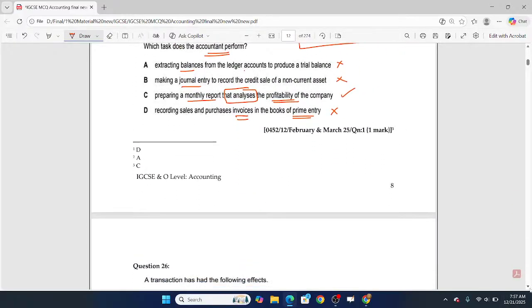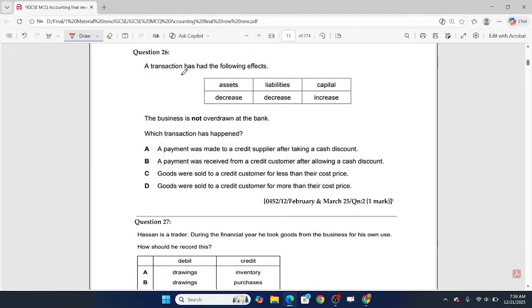Next question. The transaction has had the following effects: asset decreases, liability decreases, capital increases. The business is not overdrawn at the bank, meaning there is no overdrawn balance, you have a positive balance. Which transaction happened? A payment was made to a credit supplier after taking cash discount.